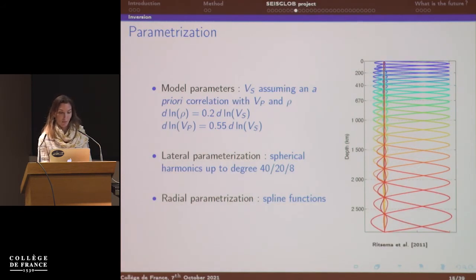So that's a big part of the model, but as you know, we have to make other choices, the parametrization. So here is what we decided. We invert only for VS, and we impose some a priori correlation factor between VS and density, and VS and P velocity. We use spherical harmonics for the lateral parametrization and spline functions for the radial parametrization.